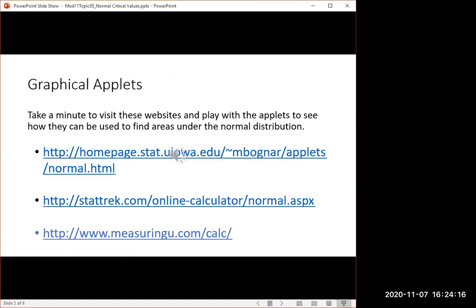Just as a reminder, here are the websites that we used for finding the probabilities, and these same websites also work for this reverse problem.